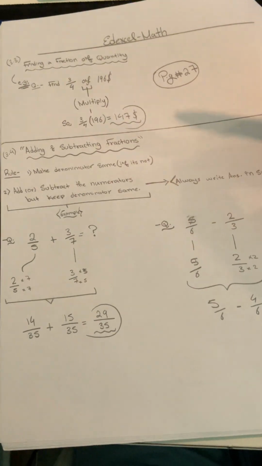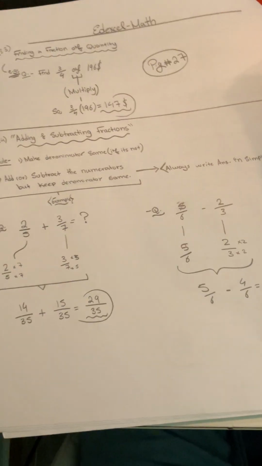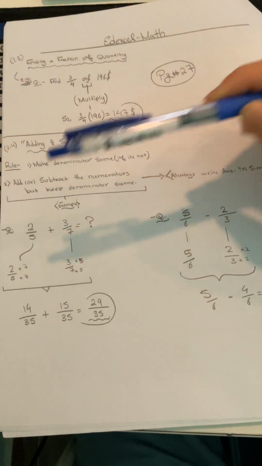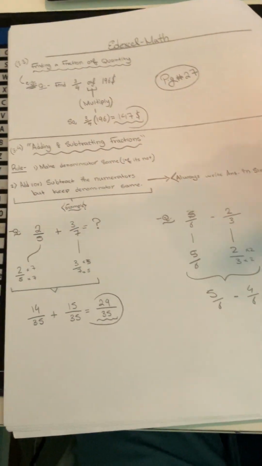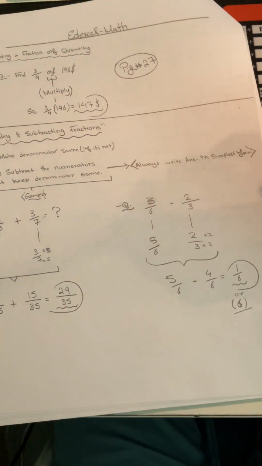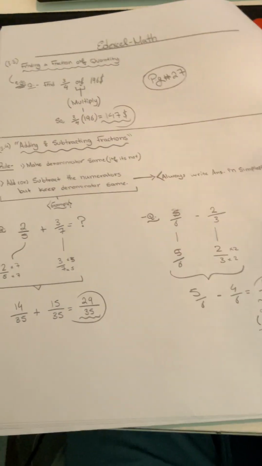Adding and subtracting fractions, the rule is very simple. For addition and subtraction of fractions, just make the denominator the same and then perform the operation on the numerator, keeping the denominator the same, okay? Always write the answer in the simplest form.